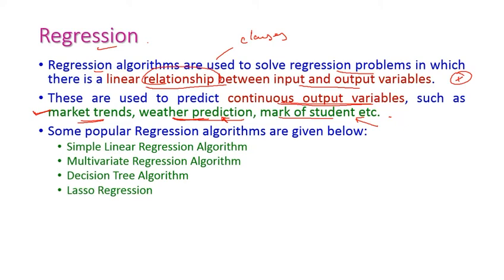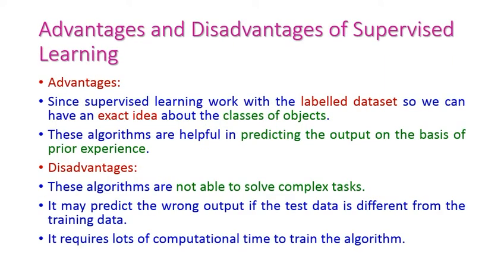And some popular regression algorithms are simple linear regression algorithm, multivariate regression algorithm, decision tree algorithm and lasso regression. So these are some of the popular regression algorithms in machine learning. Next let us see the advantages and disadvantages of supervised learning.